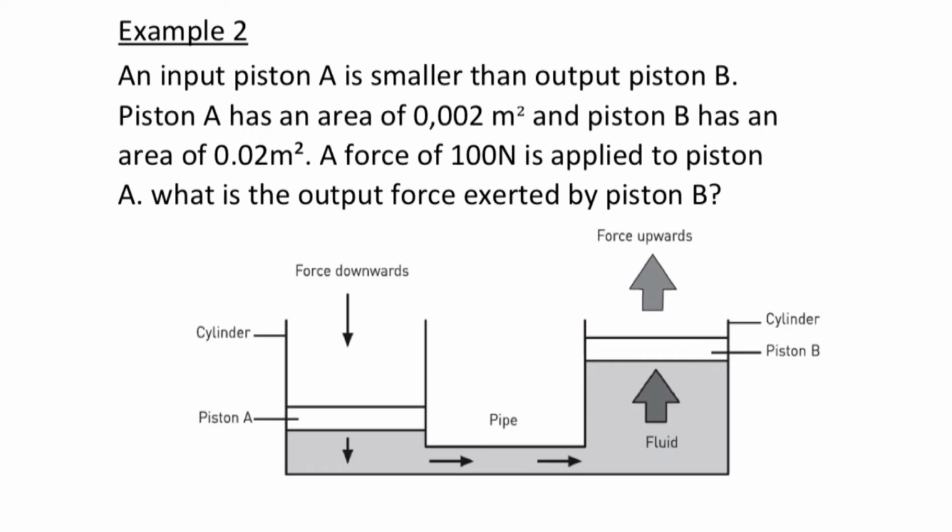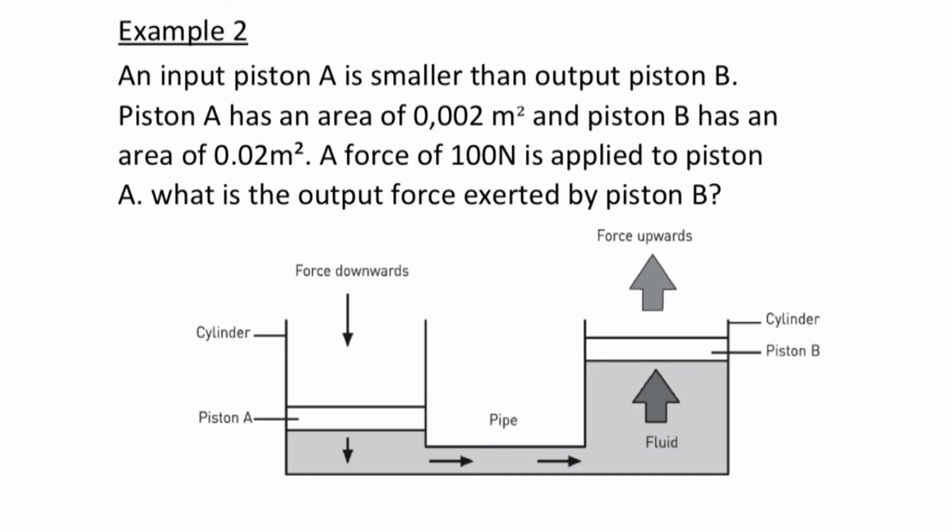Example 2 says an input piston A is smaller than output piston B, and piston A has an area of 0.02 meters squared, and piston B has an area of 0.02 meters squared. And a force of 1,000 newtons is applied to piston A. Then the question says, what will be the output force exerted by piston B?